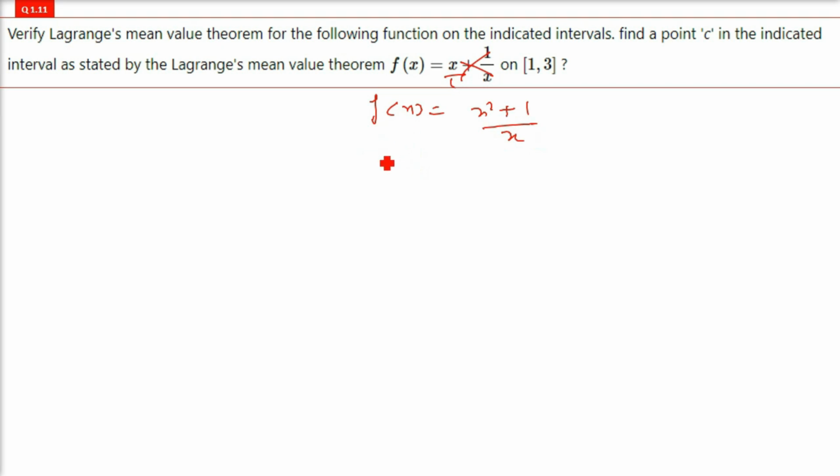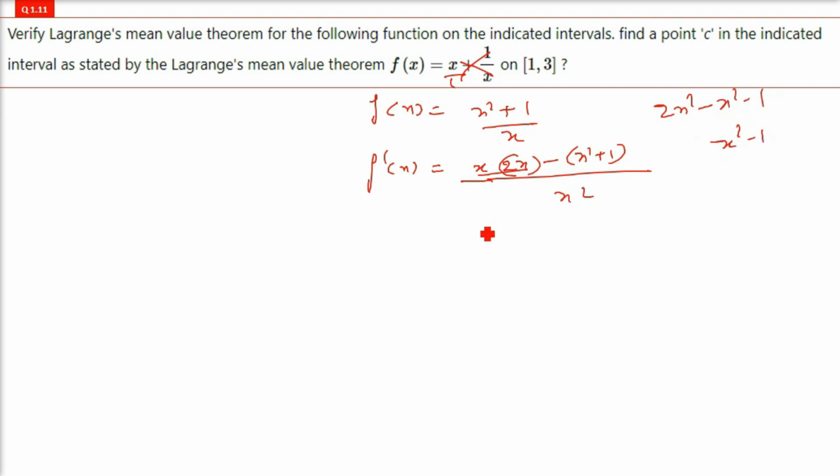Differentiation can be done using the quotient rule, p by q form, p of x by q of x. So f dash x will be, let us differentiate it. The denominator will be squared, so it will be x square. x will be here, x square plus 1 will be 2x. Always remember the quotient rule is applied when you have p of x by q of x, two functions in numerator and denominator form. Then you have this x square plus 1 here. Differentiation of x will be 1 only. So 2x square minus x square minus 1 divided by x square, and then this will be x square minus 1 by x square. This is f dash x.